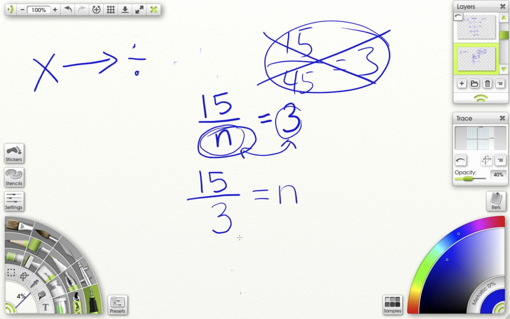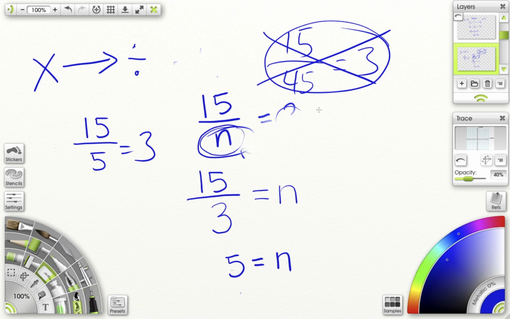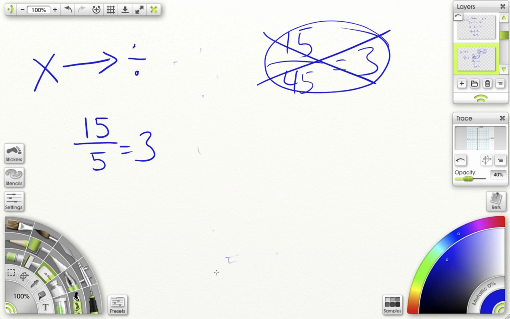So 15 divided by 3 is 5. So 5 is equal to n. Now to check to see if I'm correct, I do it the same way as normal. So I do 15, I plug in whatever my n is equal to, so I plug it in here. Does it equal 3? It does. So there we go. This is where division's a little bit unique because you don't just do the opposite operation like we did with everything else. So let's do a couple more problems, just because I know this one is a little bit tricky.